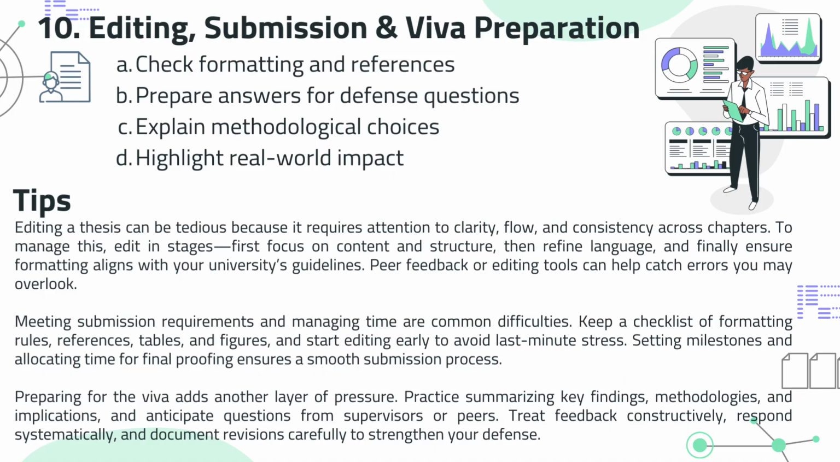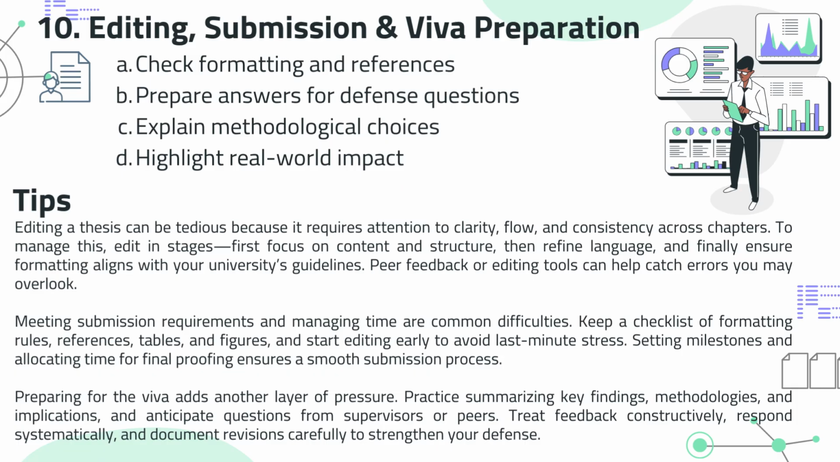Preparing for the viva. The viva is your opportunity to defend and showcase your research. Key preparation steps. Summarize key findings. Be able to explain your results clearly and concisely. Anticipate questions. Think about possible questions from supervisors, examiners, or peers. Explain methodological choices. Justify why you used certain methods and how they strengthen your study. Highlight real-world impact. Emphasize the significance of your research beyond academia. Practice delivering answers confidently and systematically. Treat feedback constructively, document any revisions carefully, and remain composed during the defense.